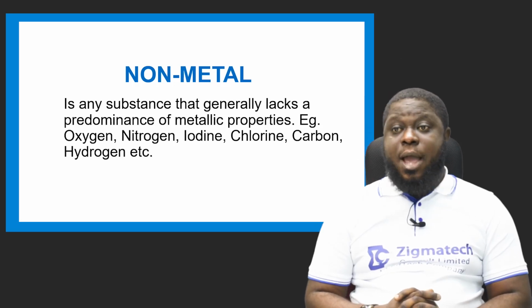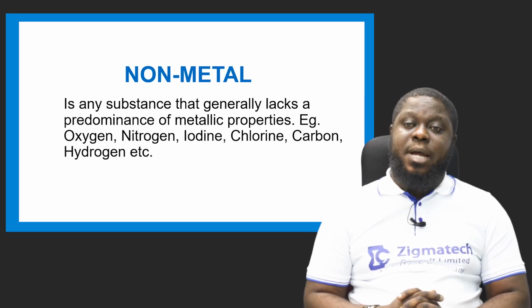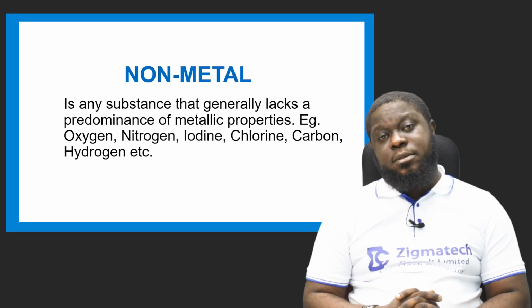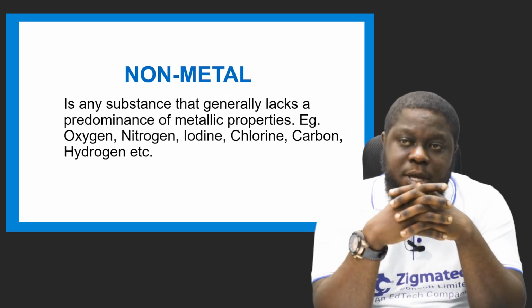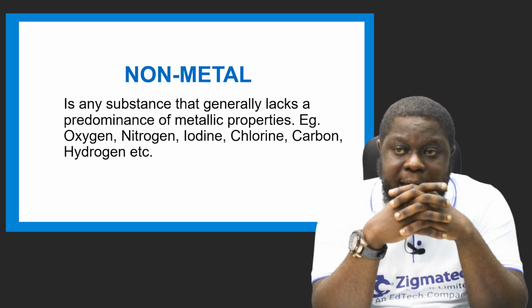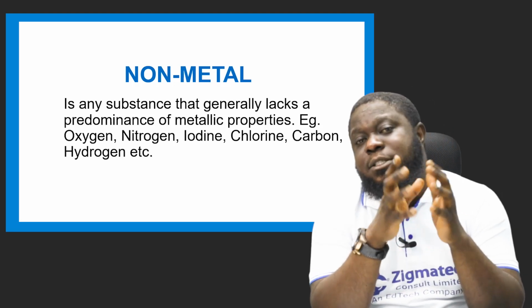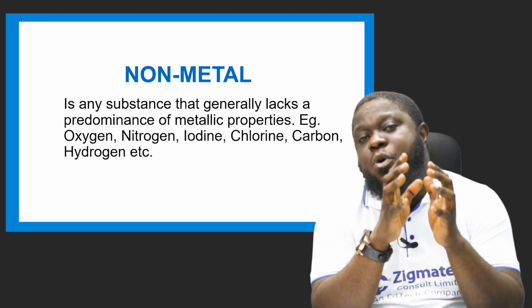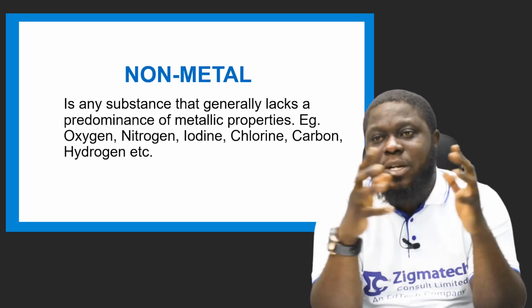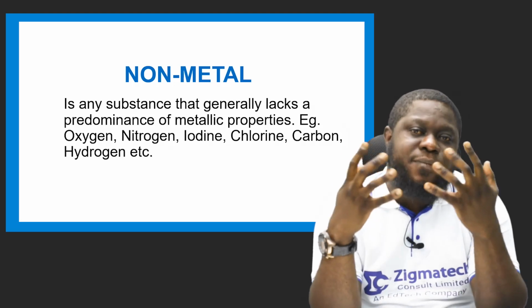Oxygen, nitrogen, iodine, chlorine, carbon, hydrogen, etc. Now, the non-metals. When they say they lack predominance of the metallic property, in essence, they do not allow the flow of electrons. They don't have ionic bonds. They don't have these things.